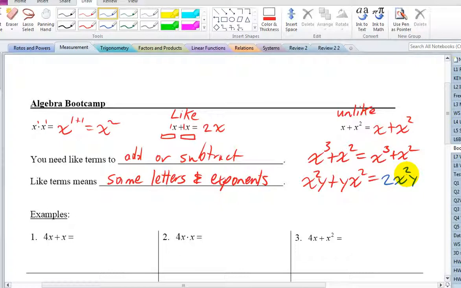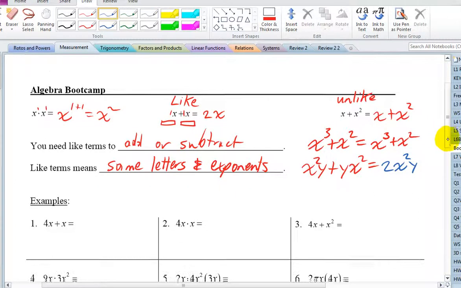Okay. Let's practice this a little bit. Please do 1, 2, and 3. Combine them if you can. Multiply them if you can.